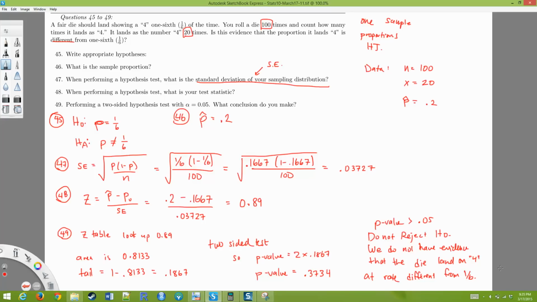Yes? How do we know it's two-sided again? Okay, so the question says, is it different? Different means we use a not equal sign. Not equal sign always means it's two-sided. Got it?